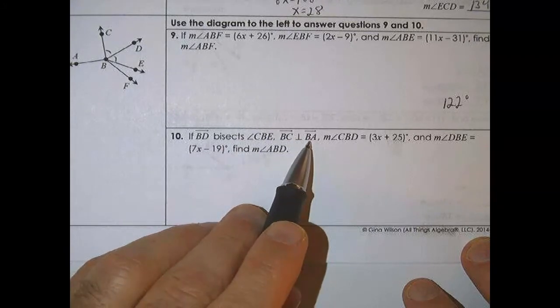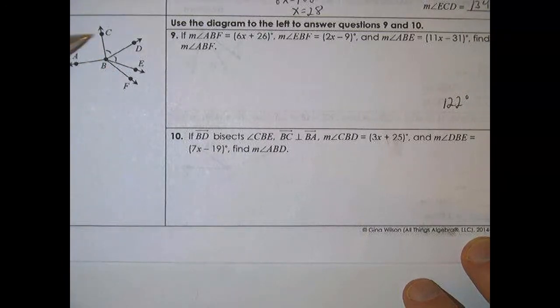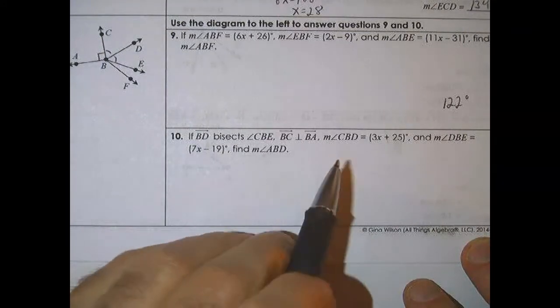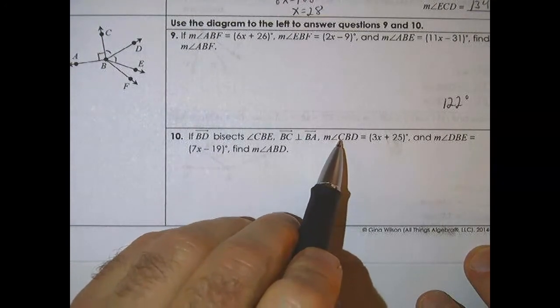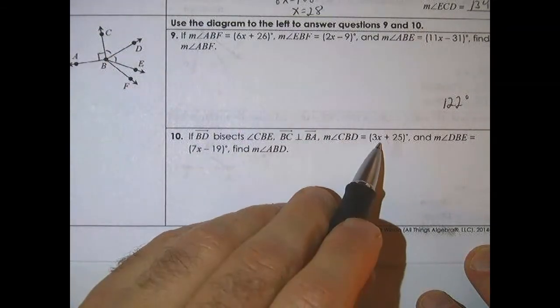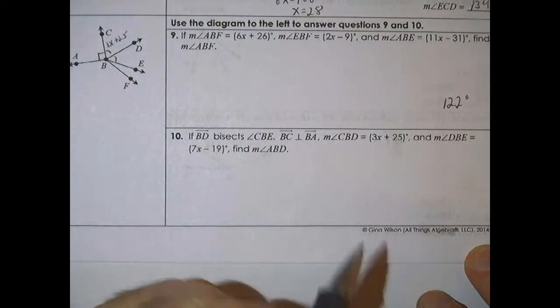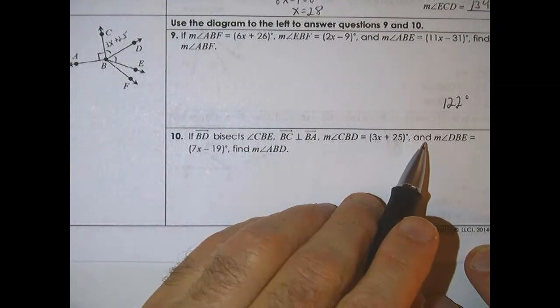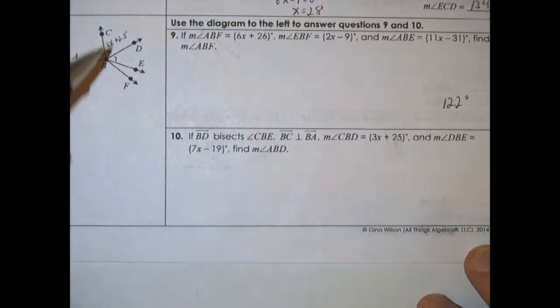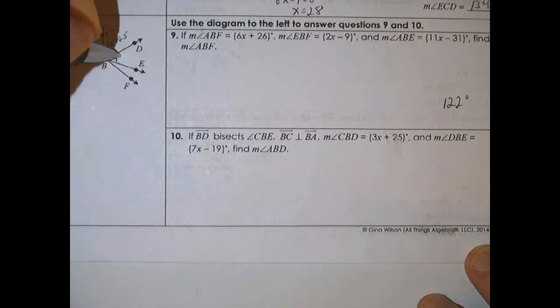BC is perpendicular to BA. BC is this segment, and BA is this one, and this makes a right angle. How is that going to help us? I'm not even sure yet. The measure of angle CBD, we can label that just like what we see there, 3x plus 25. We'll zoom in in a second after we get the whole thing in. Angle DBE, oh good, that's the other one that's equal. So that's 7x minus 19.